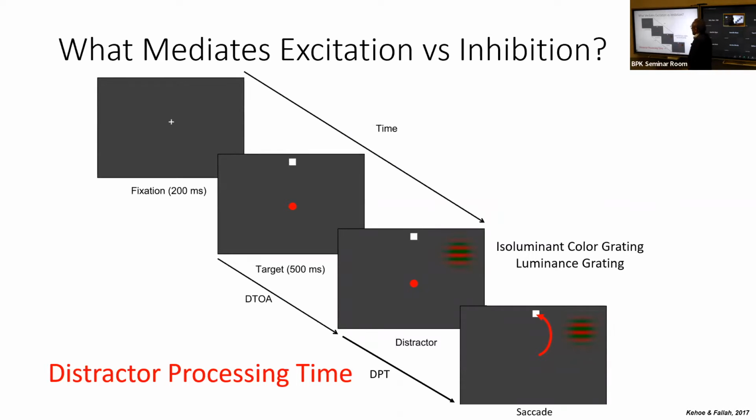So what mediates this excitation or curvature towards versus inhibition or curvature away? The answer is time, how long you have to process the distractor. Now, how do we get there? Simple task. You fixate, fixed spot goes off, and a target appears. Red dot is a depiction of your eye location. Your only task is to make a saccade to that target. If after a random period of time, we put on a distractor, pop it on randomly, we can get curvatures towards or away based on that timing. We're going to see that we use two distractors, and isoluminant color grading is depicted here, or luminance grading.